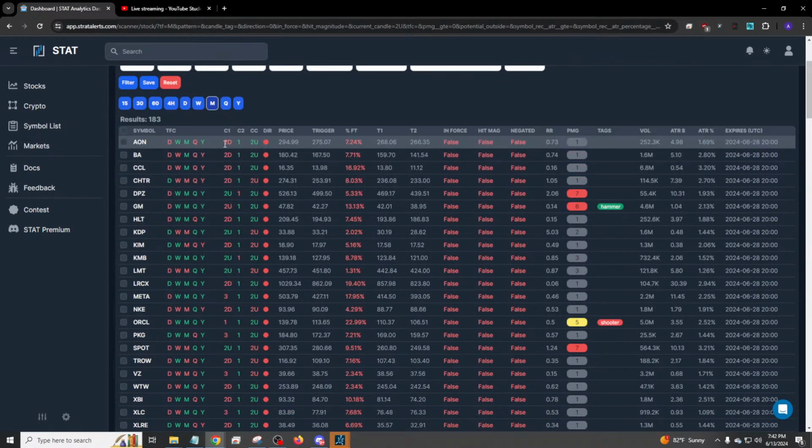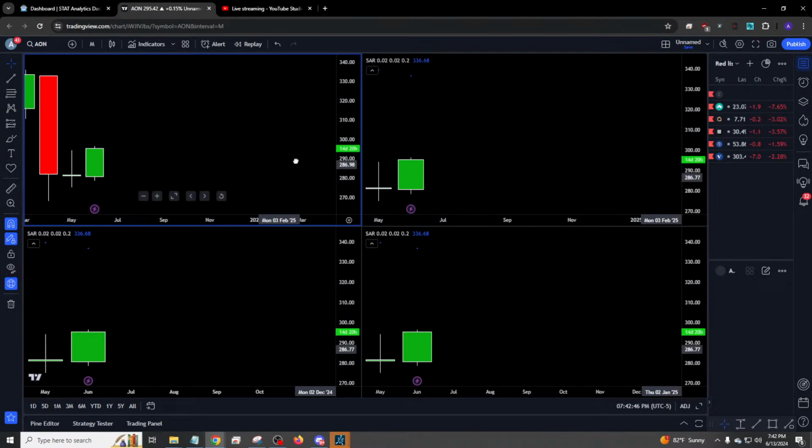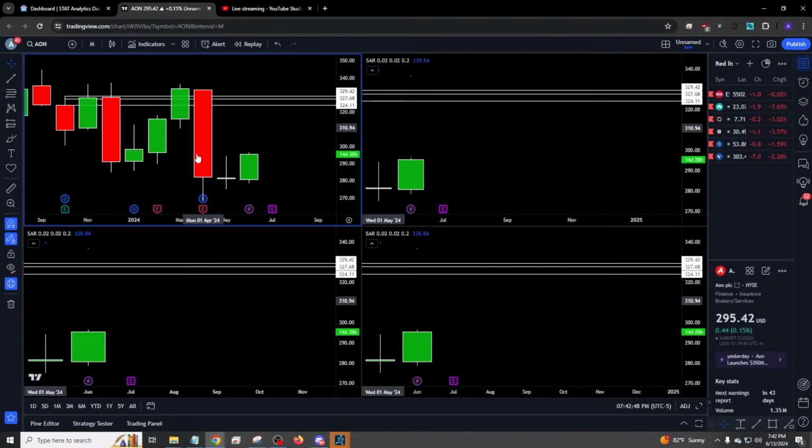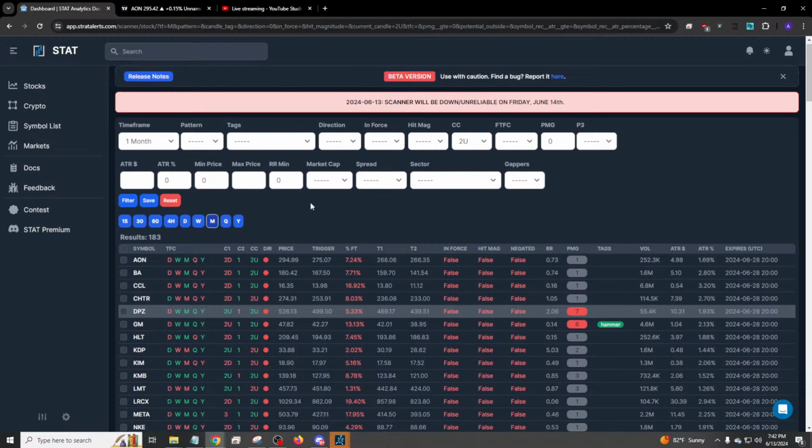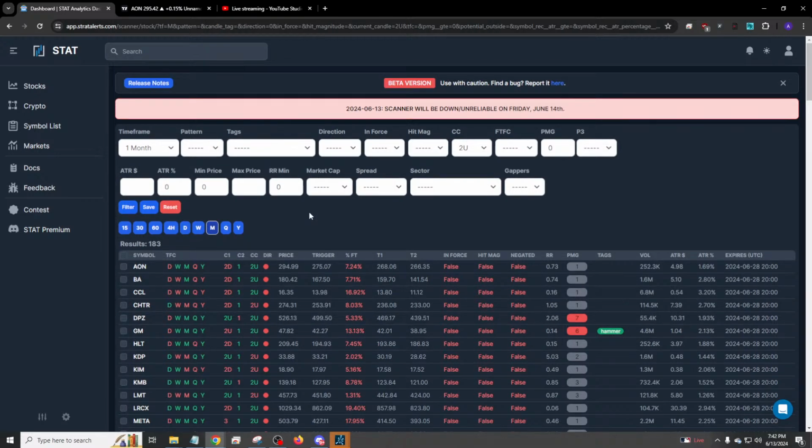So when we're reading this, we read from left to right. This is a 2 down, 1, 2 up on AON. So if we click it, you'll see it's a 2 down, 1, 2 up on the month here. Yes, in force means in force. You're above or below the actionable signal's trigger.